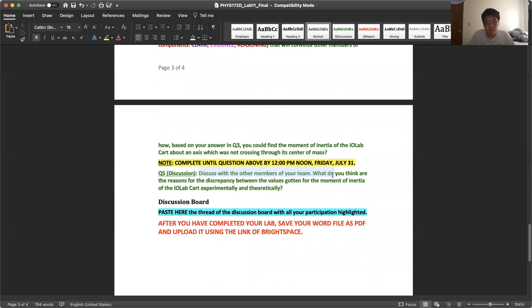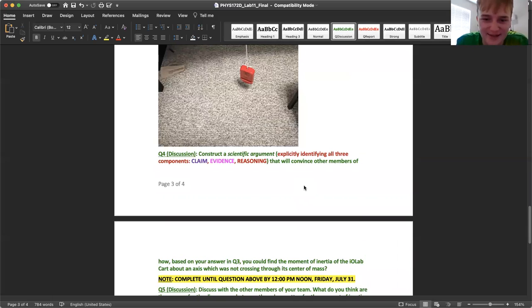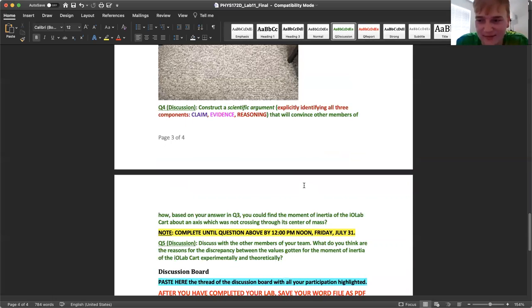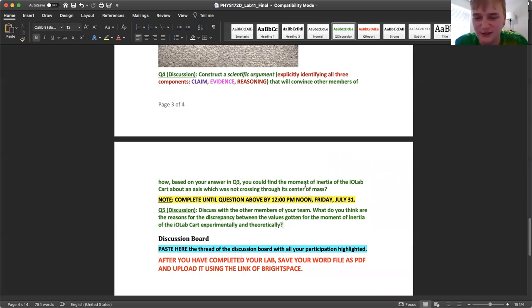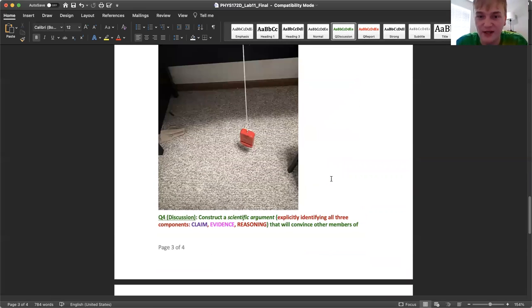Discuss with other members of your team what you think are the reasons for the discrepancy. I mean, there's a lot of discrepancy, to be honest. Yeah, I feel like we've had discrepancy with every lab. It's like the same things, right? Force sensors aren't going to be perfect. The acceleration and all that's not going to be exactly right. And then we don't know if the mass is uniform.